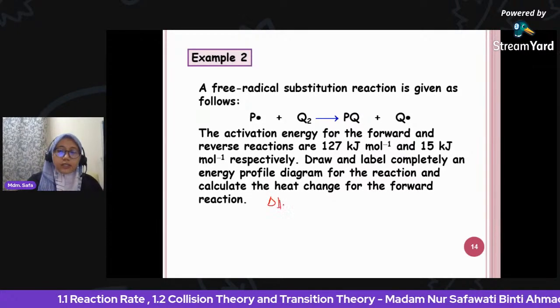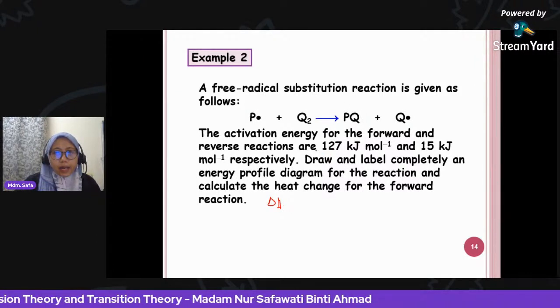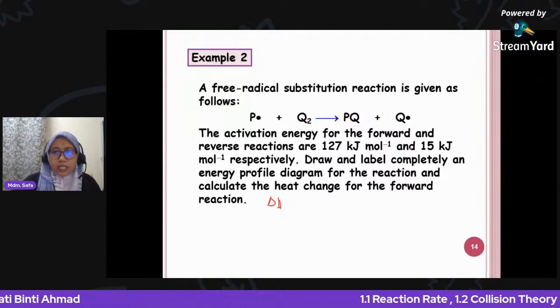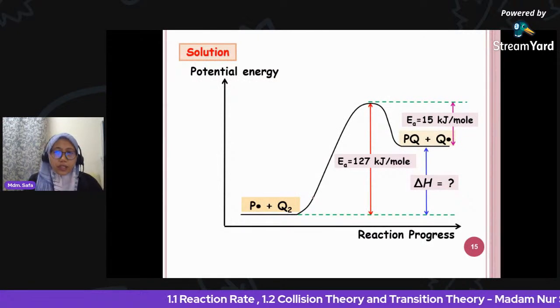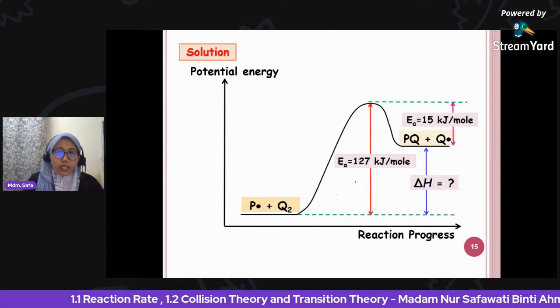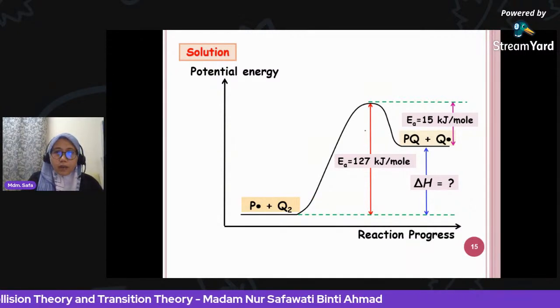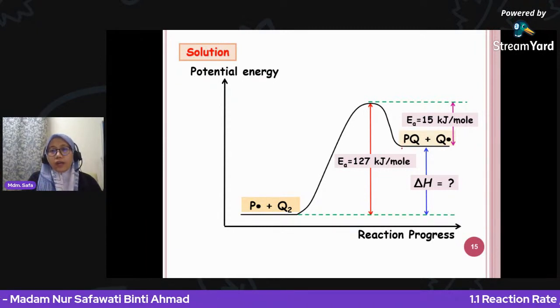Okay, diminta delta H. So kita tengok dekat sini dia bagi, EA for forward adalah greater, for the reverse is lagi sikit lah. So bermakna dia adalah endothermic reaction. Sebab kalau kita tengok kat sini, nilai EA for forward adalah lebih banyak. So tinggilah kan. So kat sini lagi sikit. So it is endothermic reaction.